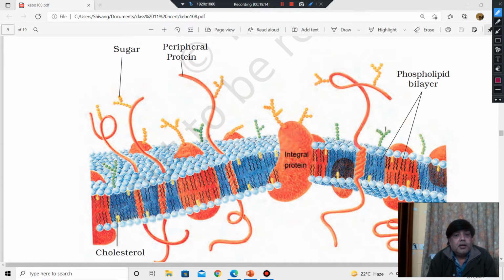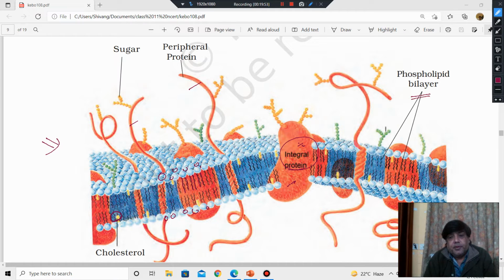So this is the diagrammatic representation of the cell membrane. These are the hydrophilic heads, this is also the hydrophilic head, these are the hydrophobic chains. Here you can see the presence of cholesterol along with phospholipid. These are the peripheral proteins, extrinsic proteins, which are easy to extract, and there are some integral proteins which are difficult to extract. These integral proteins are completely embedded in the lipid.